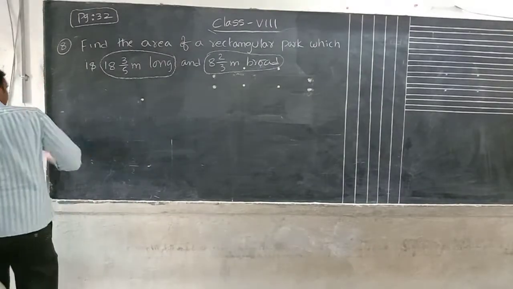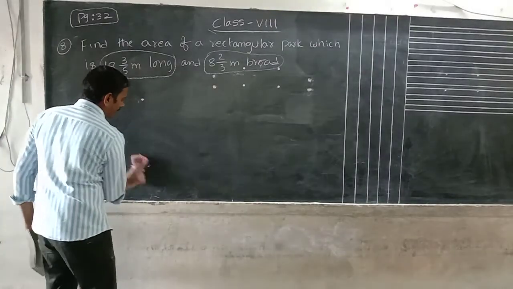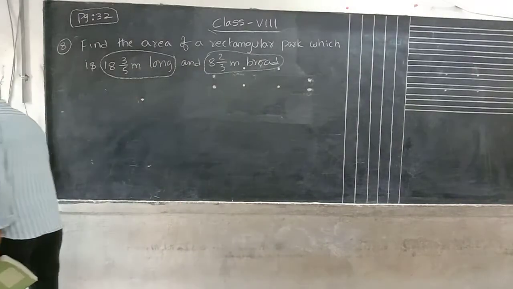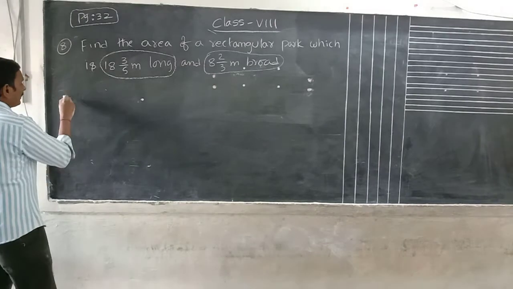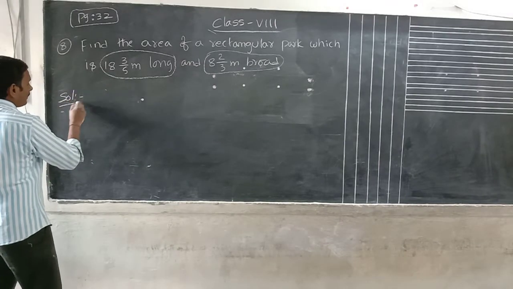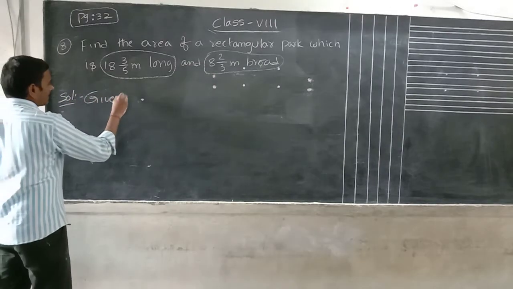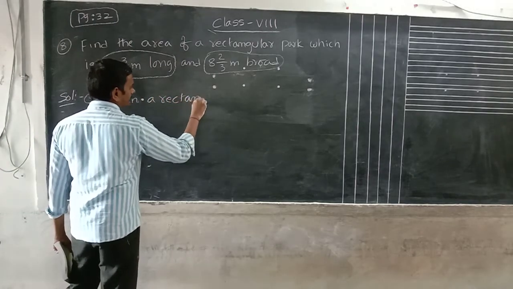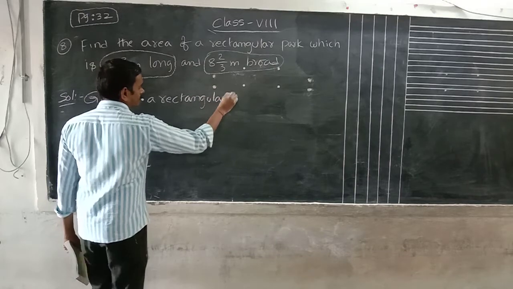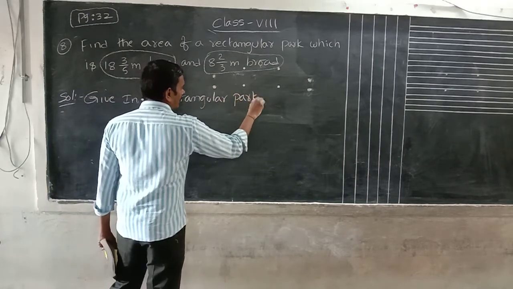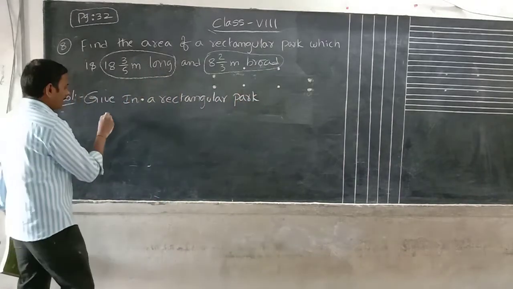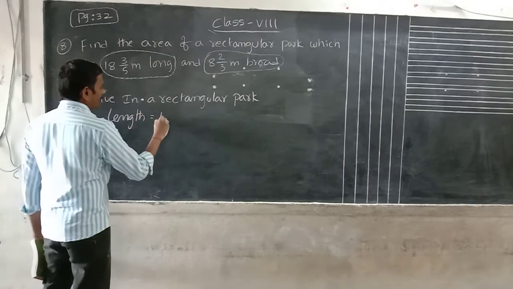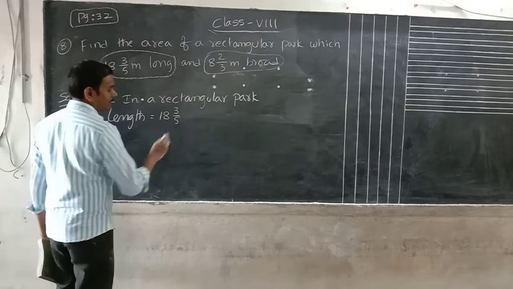What is given there, that one you have to write first. Later we will find the area. What is the area of a rectangle formula? If you know, we can do the question completely. Solution: given in a rectangular part, length equal to how much? 83 by 5.